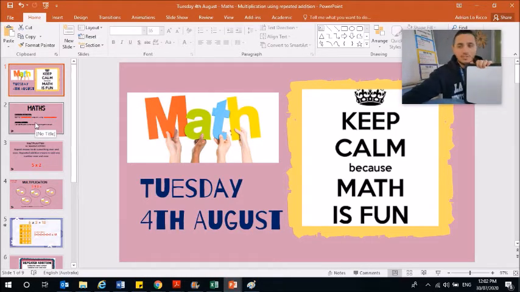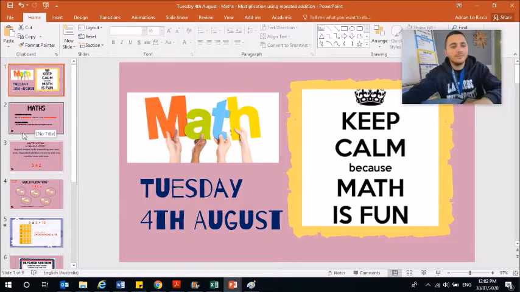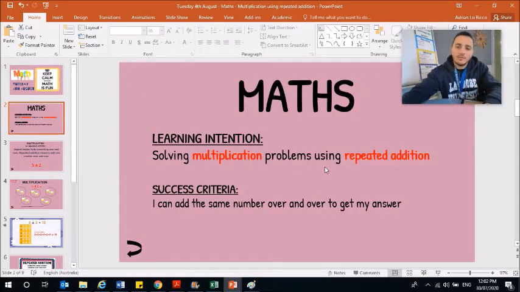Let's look at our learning intention. We're still looking at multiplication, but we are doing repeated addition. So that's a way to help us solve the multiplication problems. Okay, so to be successful, I can add the same number over and over to get my answer.